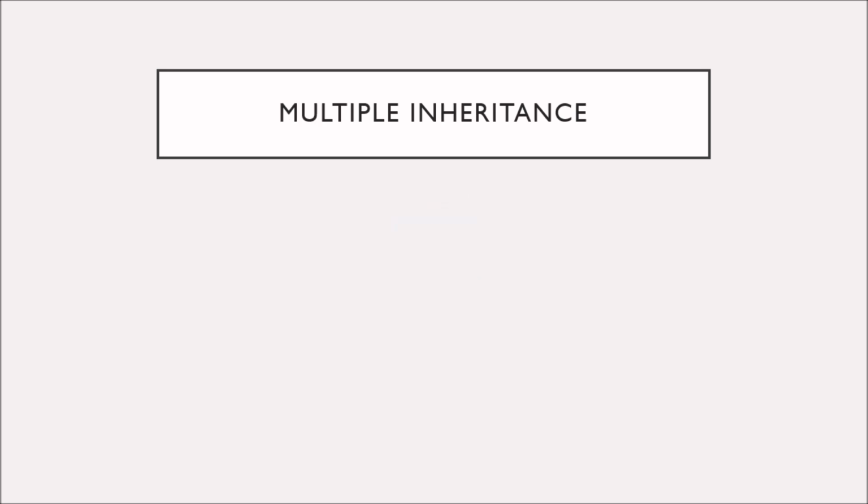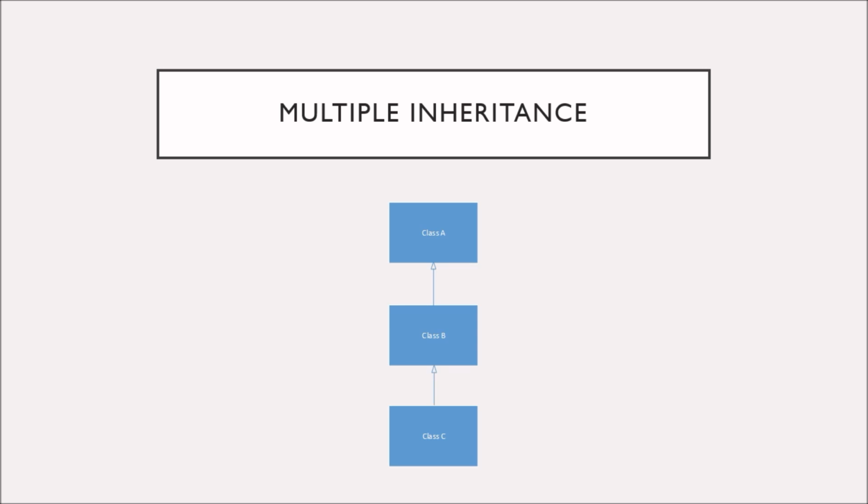Next is multiple inheritance. Say you have class A and class B again, and B inherits from class A. Say we have an additional class C that then inherits from class B. Java doesn't directly support this, although it's possible through interfaces. We're not going to worry about this for now, but it's good to know that this type of inheritance exists.